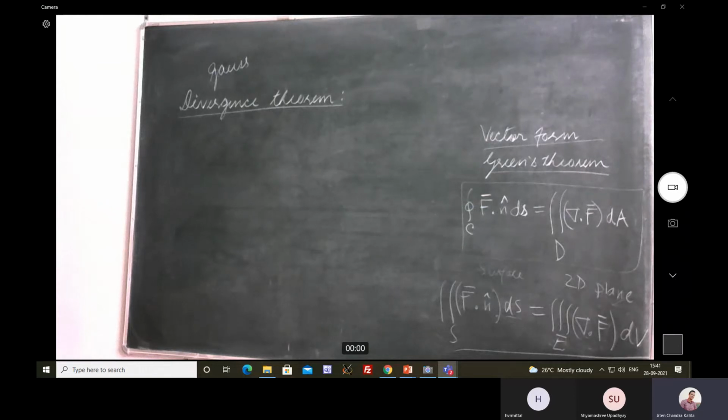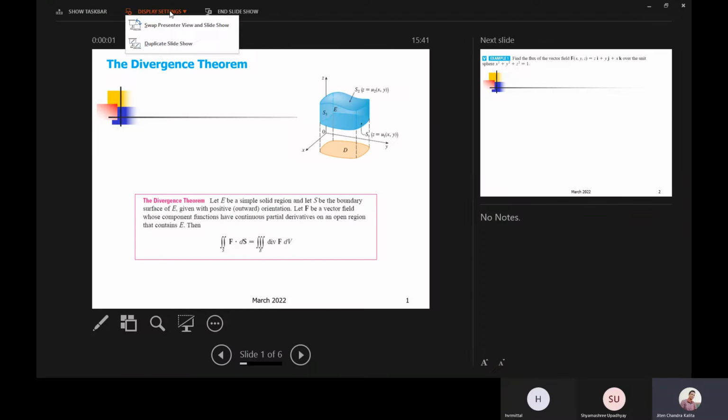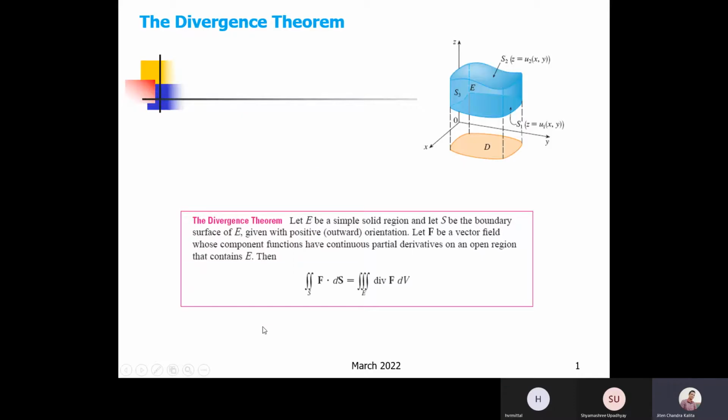So just let me show you the exact statement of Gauss's divergence theorem. So this is what it is. Here, as I have told you, we are going to consider a 3D region. That 3D region is E, so E is a simple solid region.